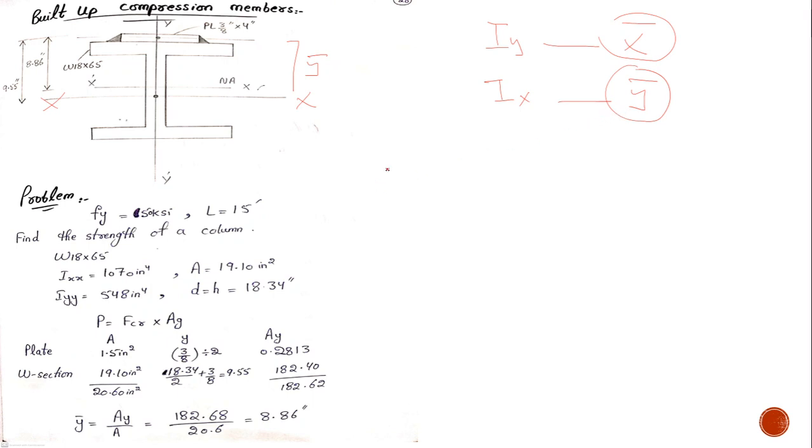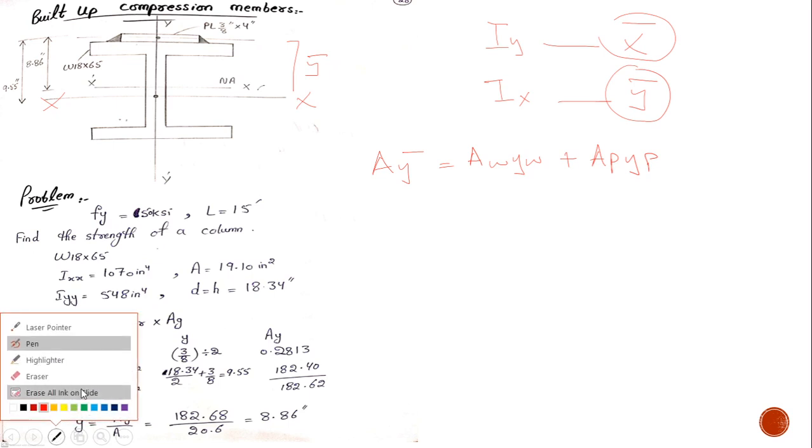So let me use this formula: A y dash equals area of W section times y of W section plus area of plate times y of plate. These are centroids. Yp is the centroid of the plate, Yw is the centroid of the W section, y dash is the neutral axis of the whole built up section, and A is the entire area of the built up section that comprises the W section and plate. This is the area of the W section, this is the area of the plate. So it's very easy and very conceptual.